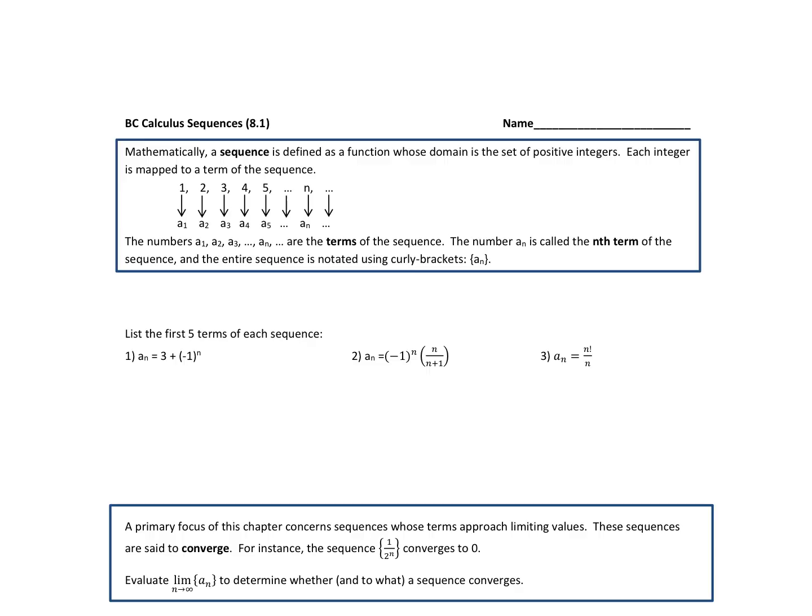A sequence is just a list of numbers. So here's an example of a sequence. It's just your counting numbers, so 1, 2, 3, 4, 5. If we stopped it here, this would be finite. If we kept going all the way to infinity, this would be infinite.